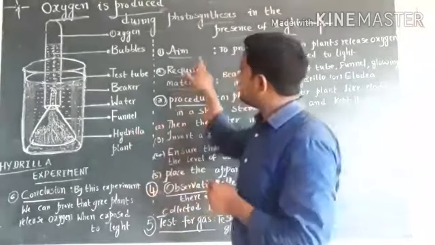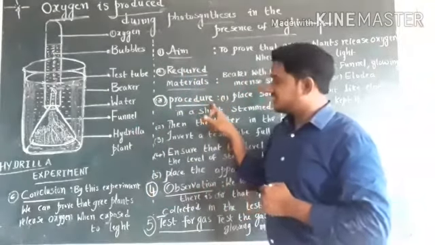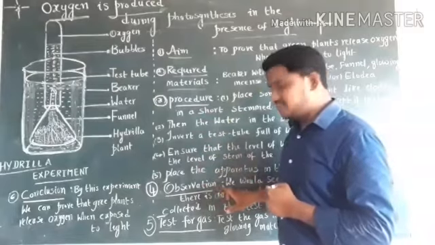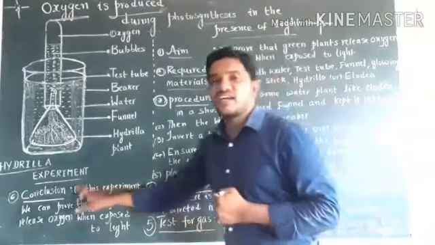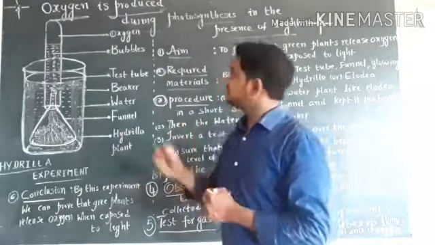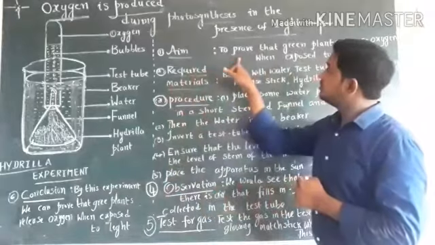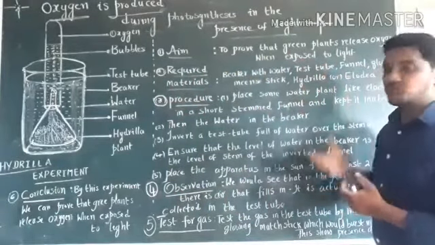Those are aim, required materials, procedure, observation, test for gas, finally conclusion. What is the aim of this experiment? See, to prove that green plants release oxygen when we expose them to light.